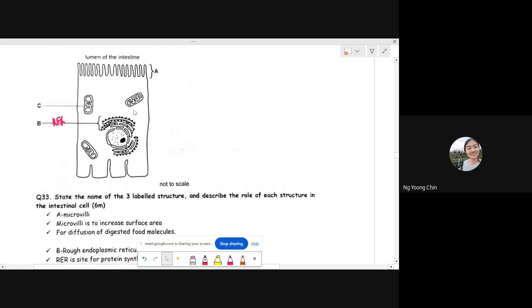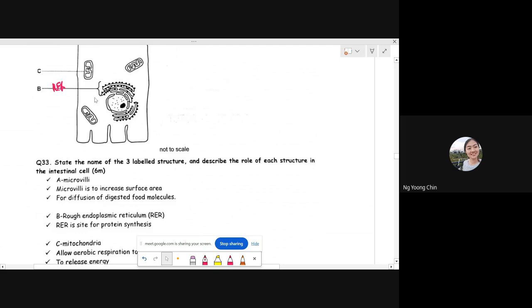Then how about the rough endoplasmic reticulum? It is a site for protein synthesis, because the rough endoplasmic reticulum helps to transport the proteins produced by the ribosome to the Golgi apparatus.